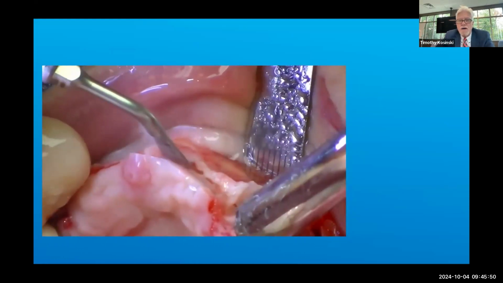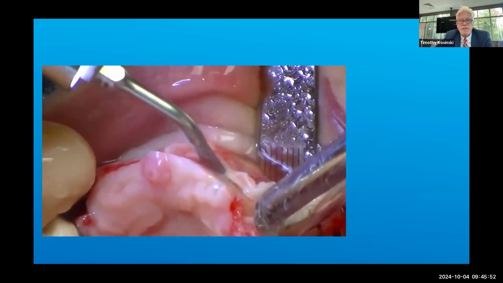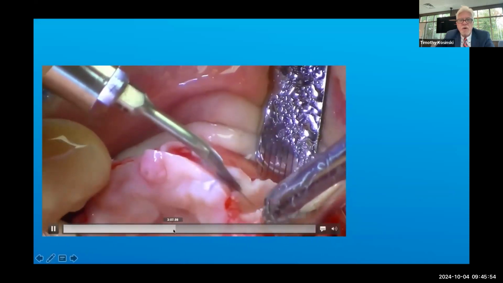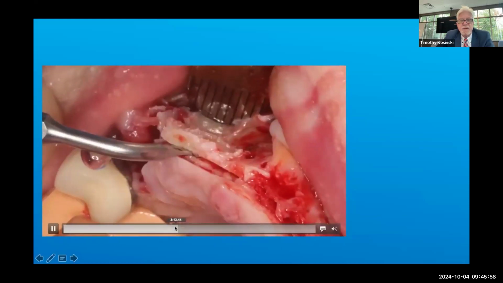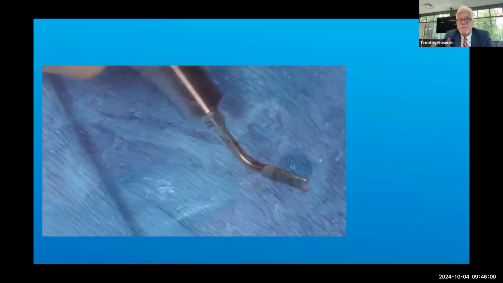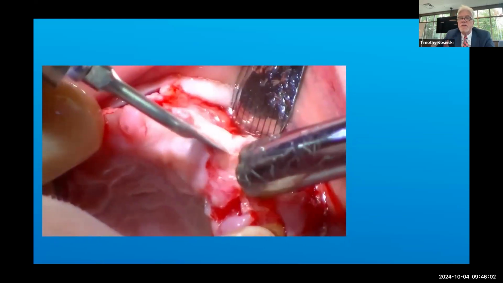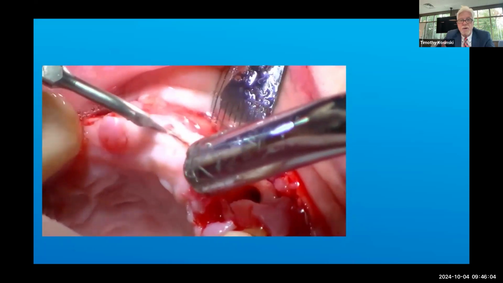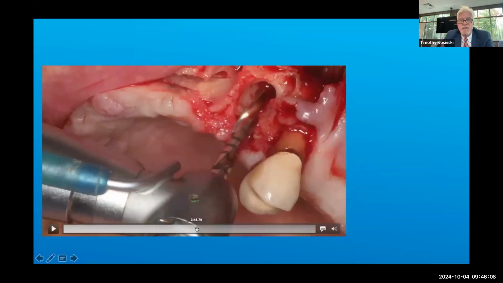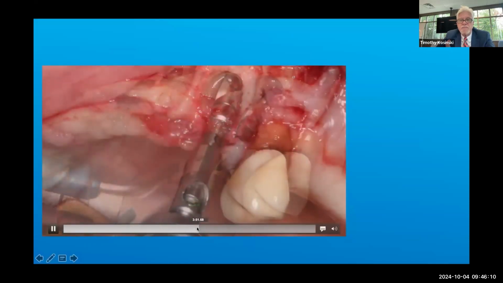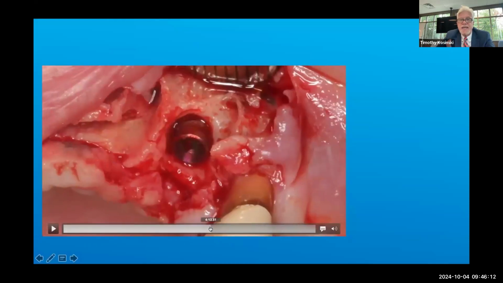Making my trough. And again, these videos are on YouTube or drkosinski.com. So we're able to maintain 1 millimeter, 2 millimeters of facial plate and palatal bone, widening it. I'm making my little refrigerator door. I'm using that socket to place my HT implant.